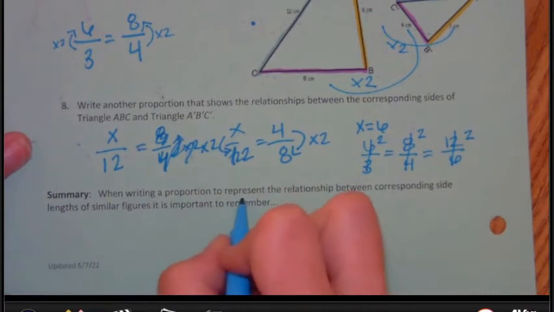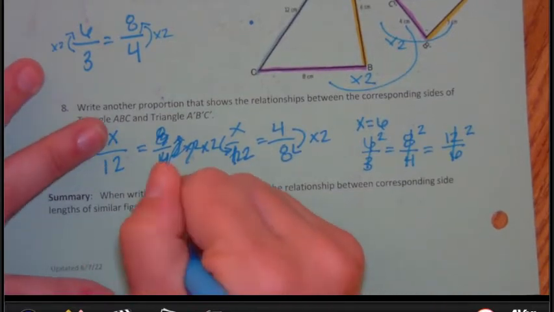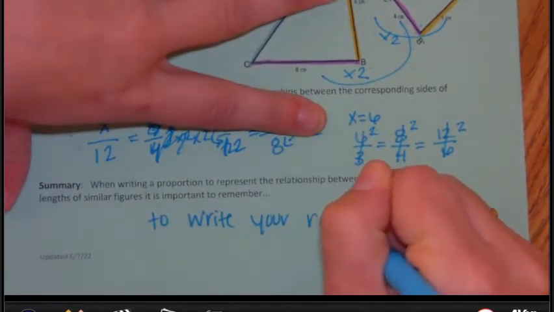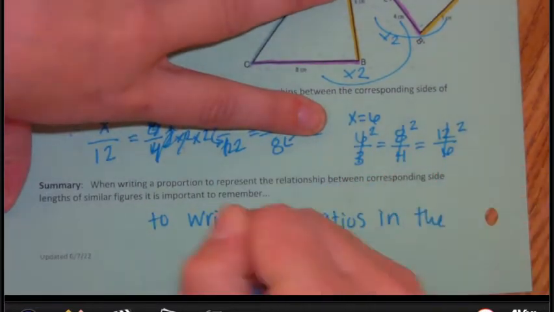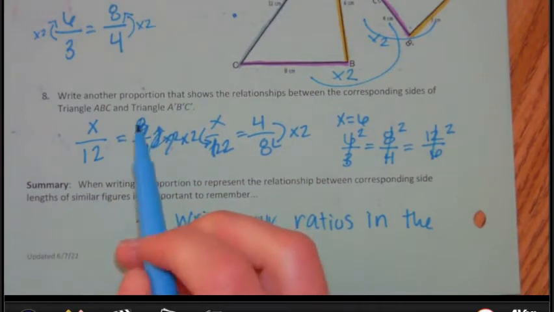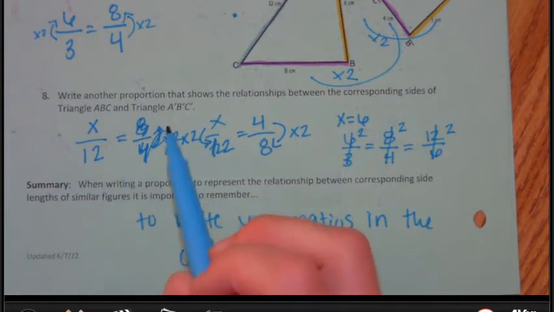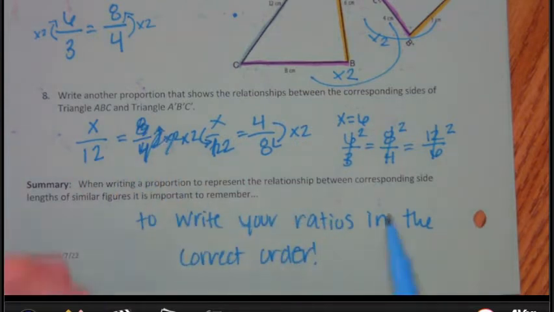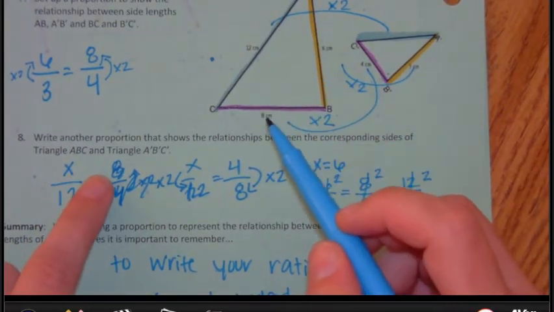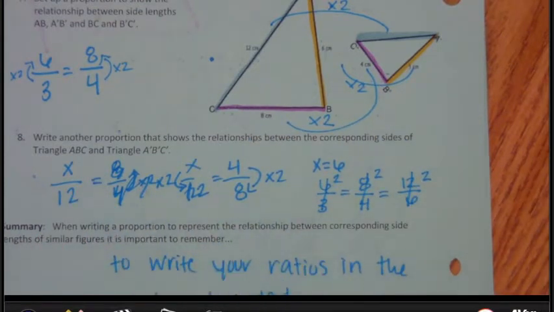In writing proportions to represent the relationship between the corresponding side lengths of similar figures, it's important to remember to write your ratios in the correct order. As you notice here, Ms. Roberts said 8 over 4, and x over 12. Wait, I would have messed up. It needs to be 4 over 8. I had x over 12, so I went small to big, and then I went big to small. I can't do that. I have to go from small to big. If you start small on top, you have to start small on top on the second one.